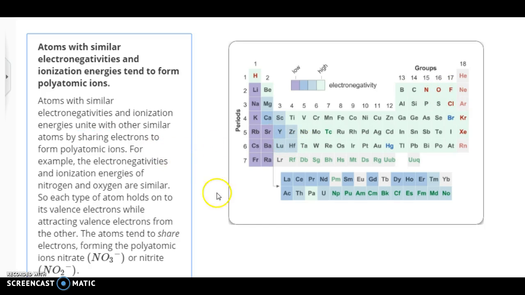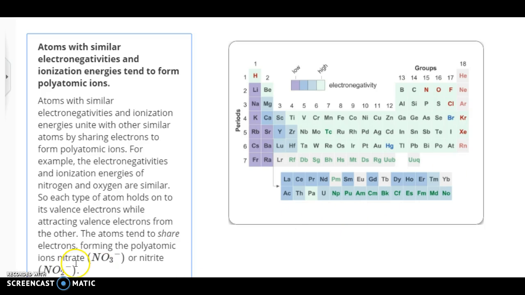For example, the electronegativities and ionization energies of nitrogen and oxygen are similar. So each type of atom holds on to its own valence electrons while attracting valence electrons from the other. It's like, hey, come here. Okay, that's great, I want to come over by you, but I'm still staying with who I started with. That's why they share. The atoms tend to share electrons, forming the polyatomic ions nitrate, NO3-, or nitrite, NO2-.